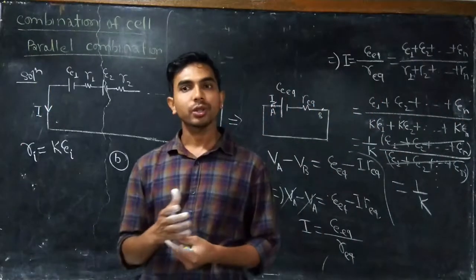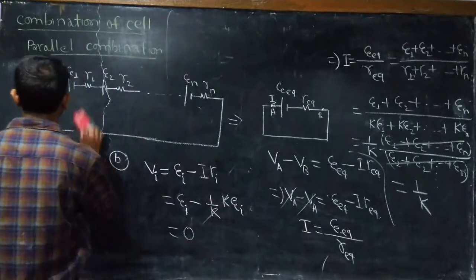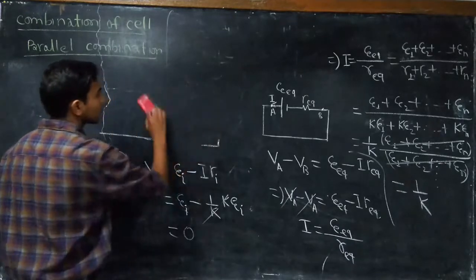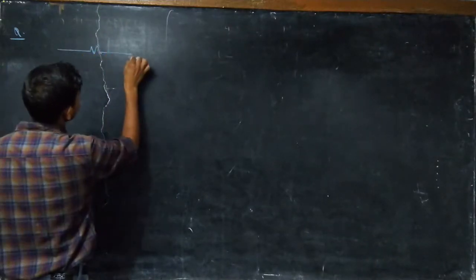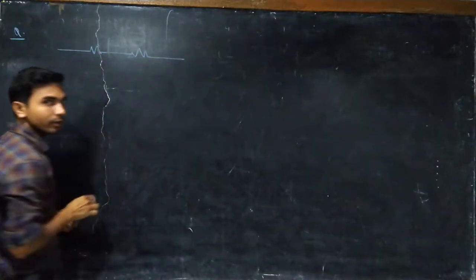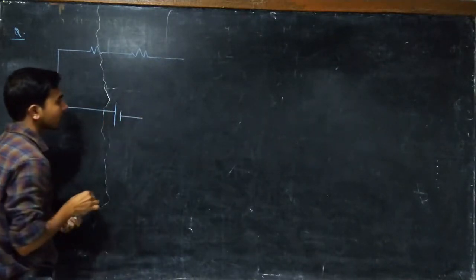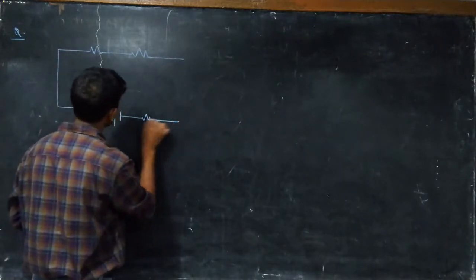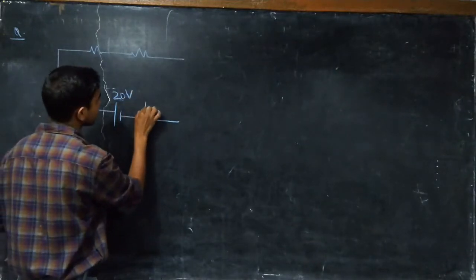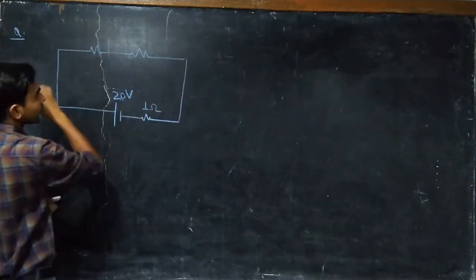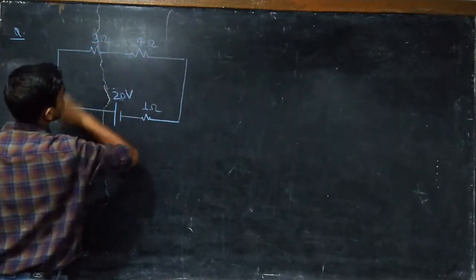So one more question I'm going to take. See, this is your question. Resistors are connected like this, and these two resistors are connected to a battery. The battery has an EMF of 20 volt and an internal resistance of 1 ohm, right? And suppose this one is 3 ohm and this is 4 ohm, right?